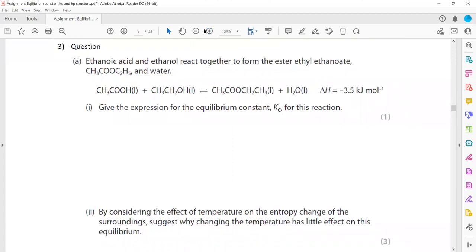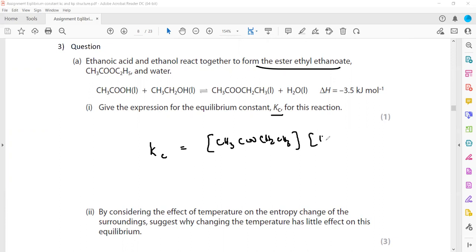In question 3, ethanoic acid and ethanol react to form an ester, ethyl ethanoate. Expression for Kc: it's a homogeneous equilibrium. So it will be the concentration of the products divided by the concentration of the reactants. That will give us the value for Kc.